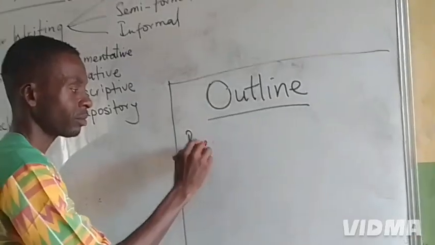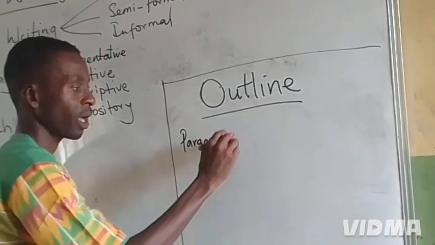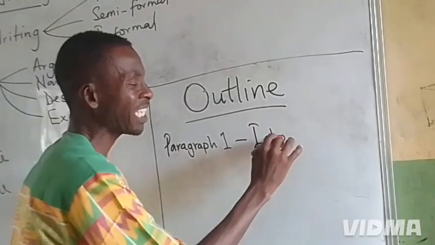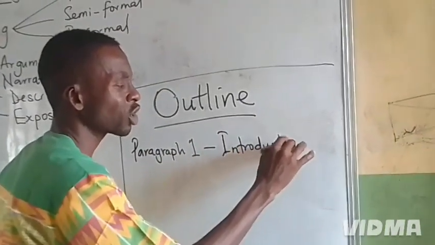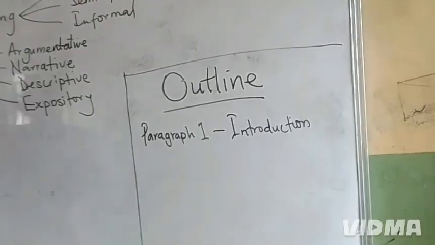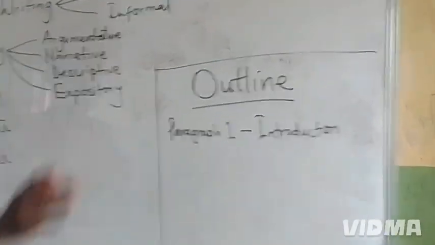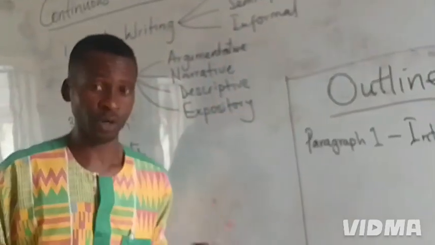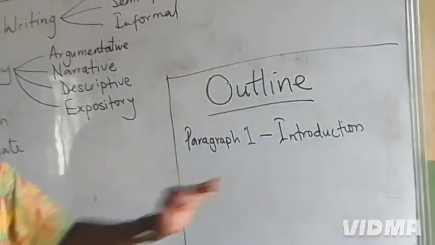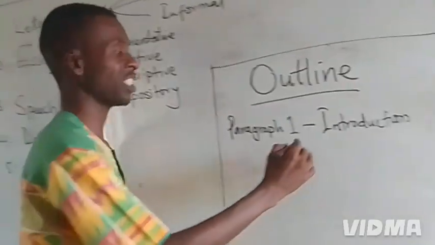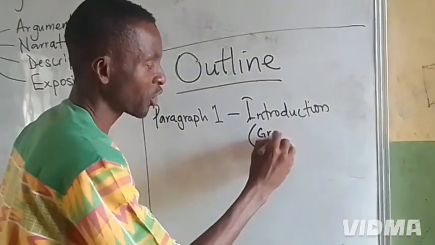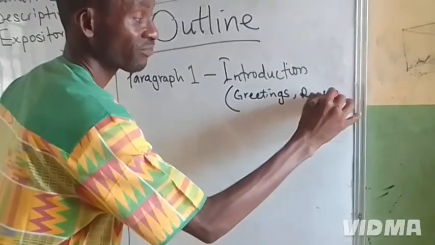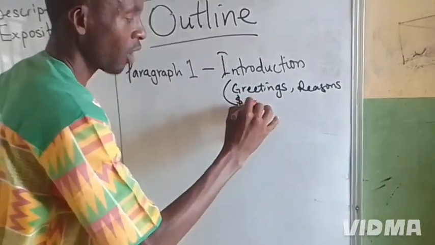Paragraph 1. Have it in mind that paragraph 1 is usually an introduction. Now this introduction is a general term. It covers for letter writing, for essay writing, for speech, debate, article. It covers for all types. Introduction. Usually we know that introduction has to do with what? Greetings, reasons, and purpose of writing.